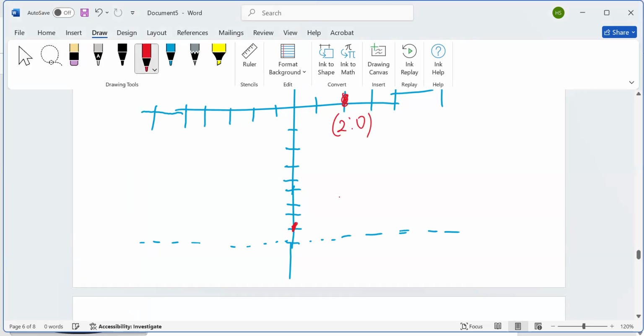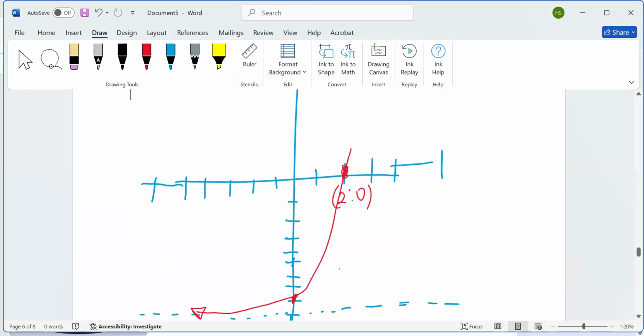And then the rest of them, we get them on this side here. So this is going to look like this. And then here you come and say it approaches but doesn't touch the asymptote. And then you tell them which side this is going to go on.